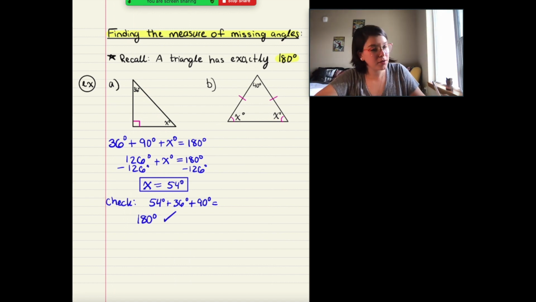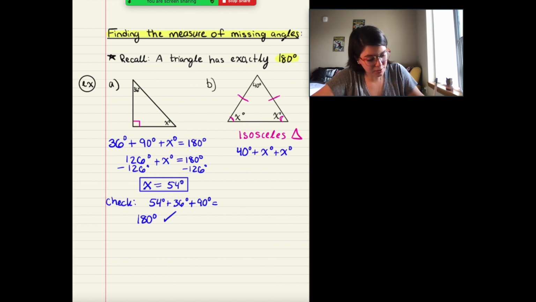In the second triangle, we have 40 degrees, and then our base angles are x degrees. So we can classify this triangle. We know that since we have 2 congruent sides and 2 congruent base angles, we have an isosceles triangle. That's pretty helpful because now we can do the same idea. We want to make sure that all our angles added together is 180. So if we took 40 degrees and we added x degrees and then our other angle of x degrees, this should give us 180 degrees.